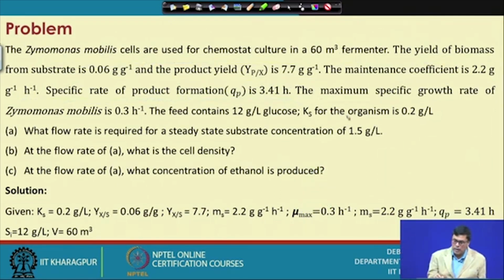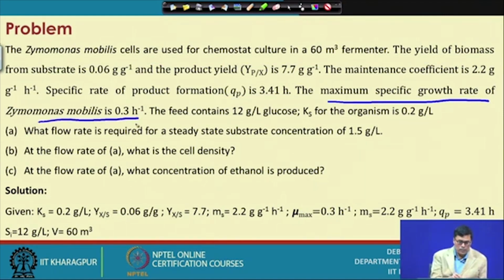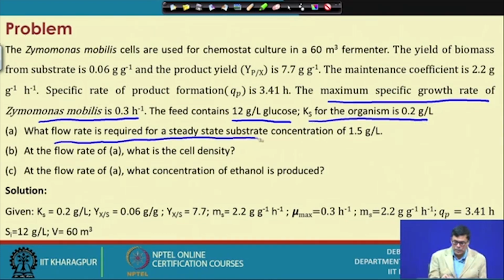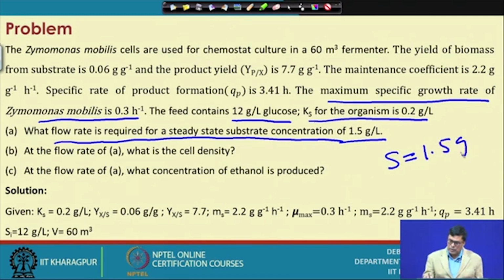The maximum specific growth rate of Zymomonas mobilis is 0.3 per hour. The feed contains 12 grams per liter of glucose, and for the organism the saturation constant is 0.2 gram per liter. What flow rate is required for the steady state condition? The concentration of the substrate will be 1.5 gram per liter. So the S value under steady state condition is 1.5 gram per liter, which we shall have to find out. First we shall have to find out the dilution rate.